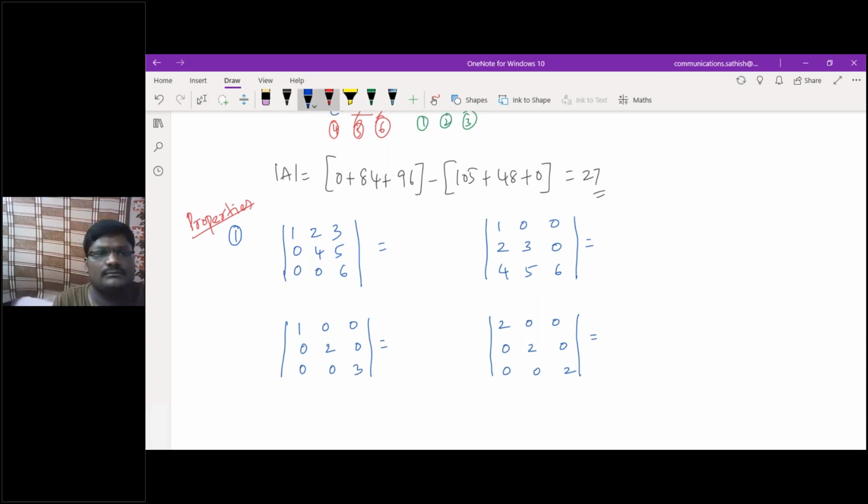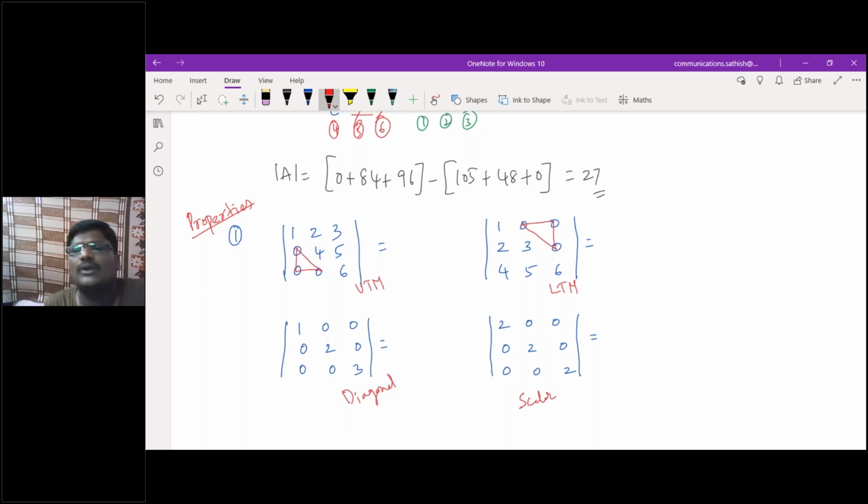If you observe here, this one will be what? Below the diagonal, the elements are 0. Hence I can call this matrix as what? Upper triangular matrix, sir. This one, above the diagonal elements are 0, I can call it a lower triangular matrix. Only diagonal elements are present here, so I am calling it a diagonal matrix. All the diagonal elements are multiples of 2, then you can call this a scalar matrix. Am I correct?